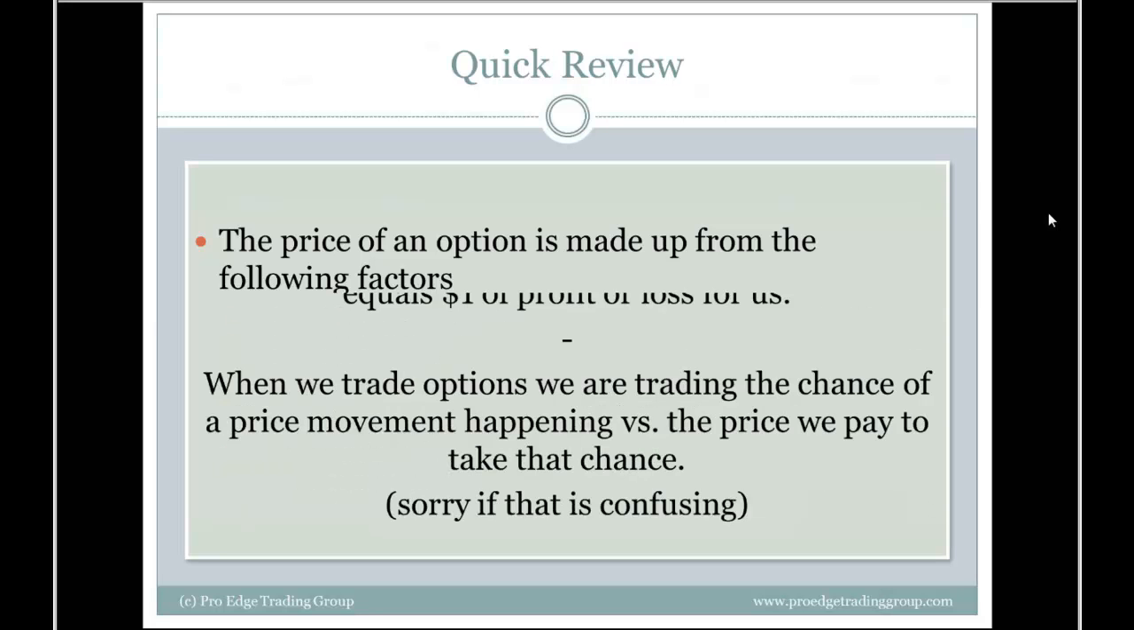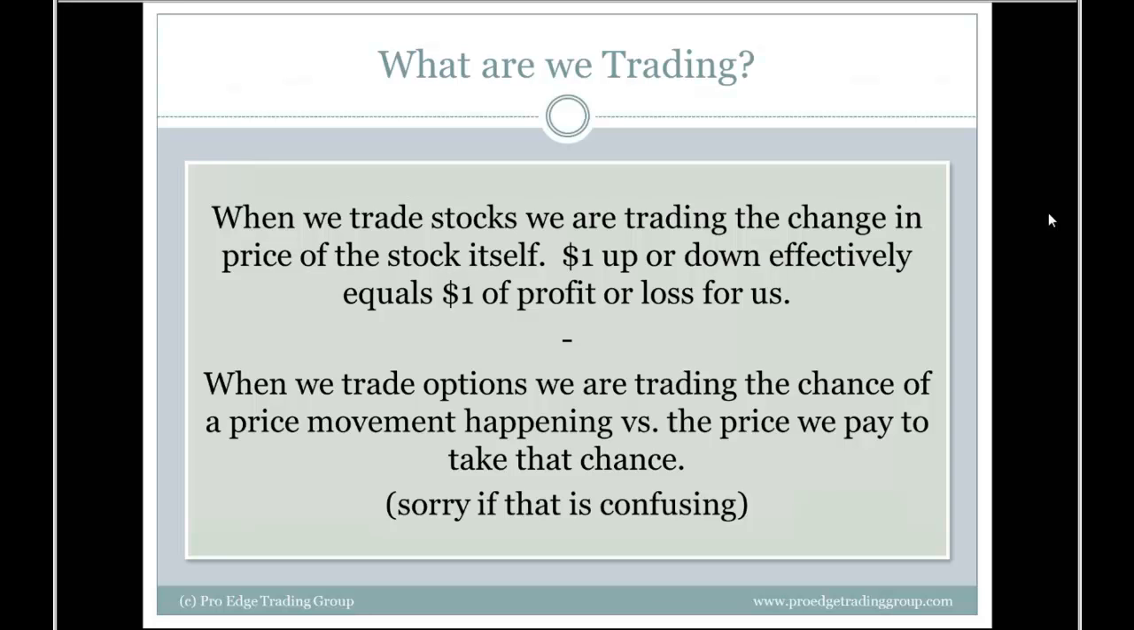Now, what are we trading? When we trade stocks, we're basically trading the change in the price of the stock itself. $1 up or $1 down effectively equals $1 profit or loss to us. Obviously, that's not taking into account margin or leverage or anything like that, but the concept is pretty simple. There's a one-to-one relationship between the price of the stock and the value of the trade. When we trade options, it becomes different. These are derivatives. These are a step away from the actual underlying.